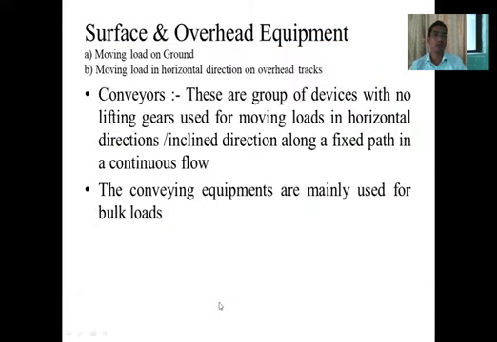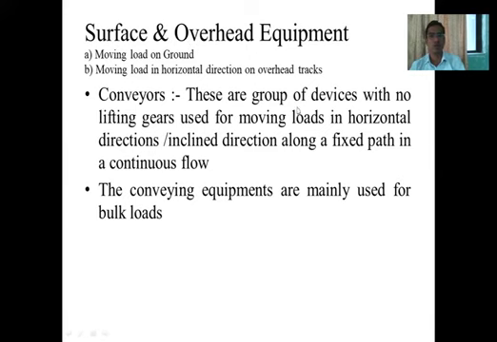And next is surface and overhead equipment. So the objectives are moving the load on the ground, and the second one is moving the load in a horizontal direction on overhead tracks. If you want to move the material on the ground, then it will be called surface equipment. And if in a horizontal direction on overhead tracks, then it will be overhead equipment.